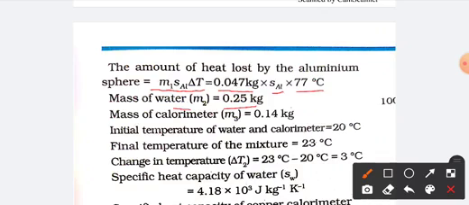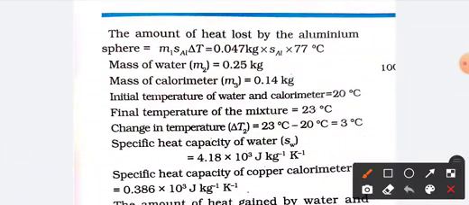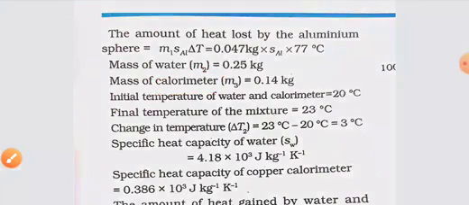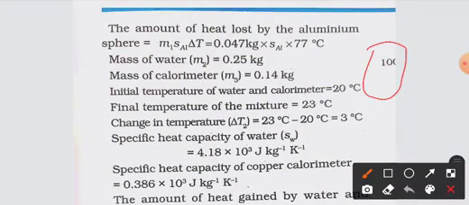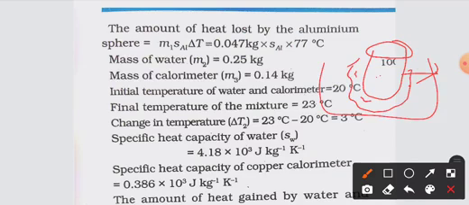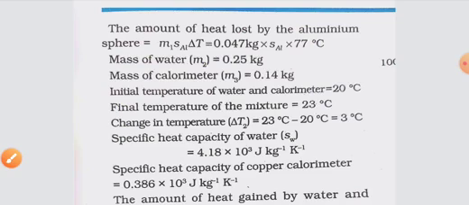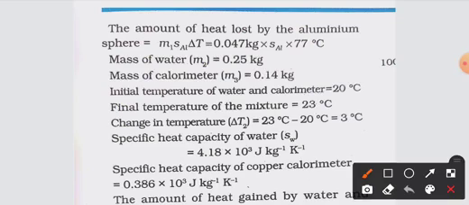Mass of water was 0.25 kg and mass of calorimeter was 0.14 kg, because the calorimeter will also absorb some heat. Heat will not be released in the surroundings, but heat will be gained by the calorimeter. The calorimeter is also made of copper, so it will gain heat, but no heat will be lost to the surroundings, because we have covered it with glass wool and a wooden jacket. So the surroundings will not gain the heat, but the calorimeter will. The initial temperature of water and calorimeter was 20 degrees Celsius.